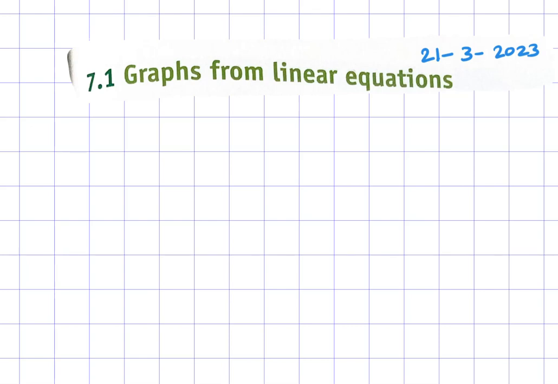This is the first lesson, chapter 7, how to graph linear equations. First, what is the meaning of linear equation? A linear equation contains x and y, and the power for x and y is 1. For example, y equals 2x, y power 1 and x power 1. So this is called a linear equation.